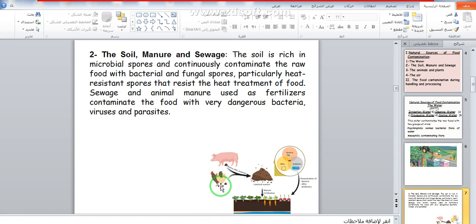Soil, manure, and sewage. Soil is rich in microbial spores and parasite cysts, bacterial and fungal spores, especially those heat-resistant spores that resist heat treatment of the food. Sewage and animal manure used as fertilizers contaminate food with very dangerous bacteria, viruses, and parasites.